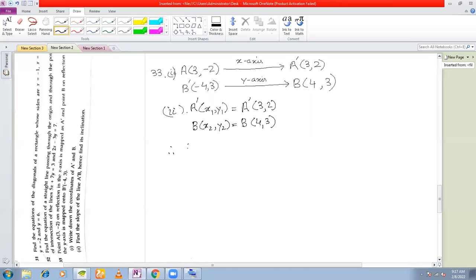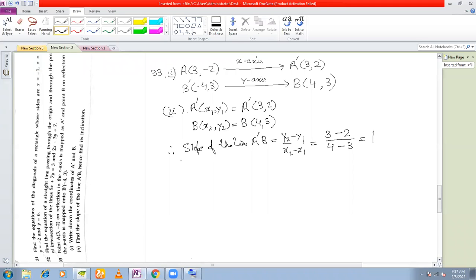So therefore, slope of the line A dash B. When you know two points on a straight line, how do you find out the slope of the straight line? Y2 minus Y1 by X2 minus X1. So Y2 here is 3 minus Y1 here is 2, divided by X2 here is 4, X1 here is 3. So you're getting 1. Slope you're getting as 1.